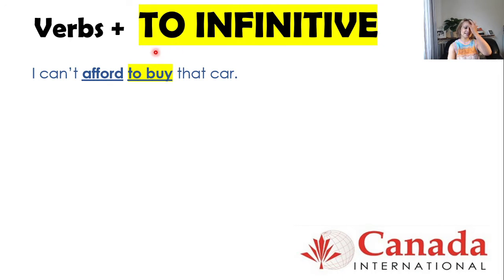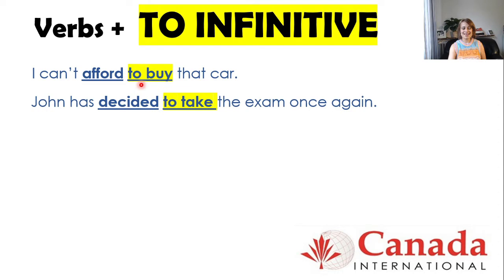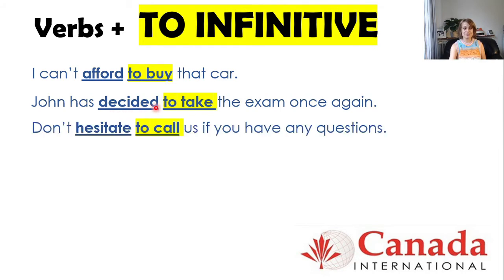The first sentence says, I can't afford to buy that car. In this sentence, we have a modal verb, can't, then afford, one of the verbs in the previous list, and then to buy: afford to buy. Next, John has decided to take the exam once again. Has decided is in present perfect. So as you can see, this is conjugated, but we need another verb. So that verb has to be an infinitive. Has decided to take.